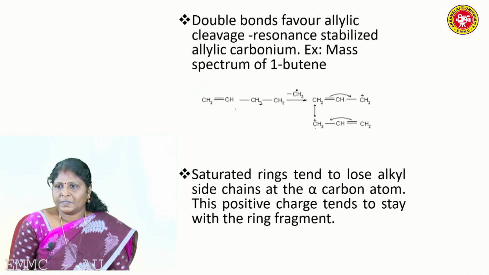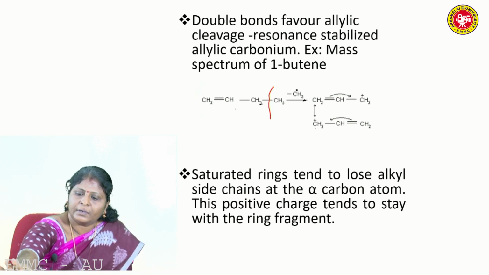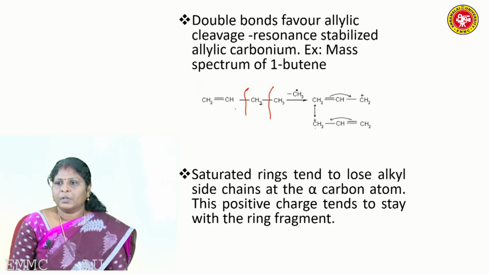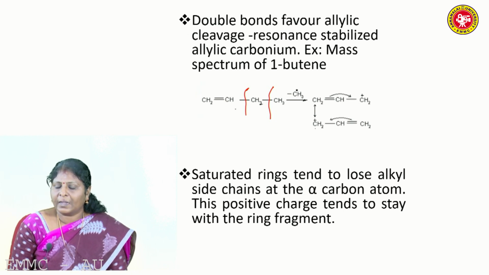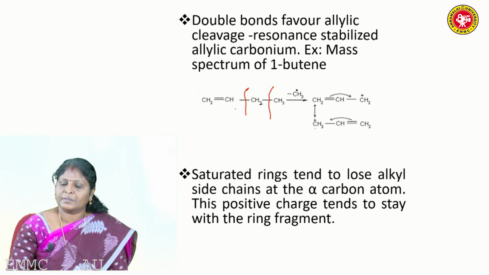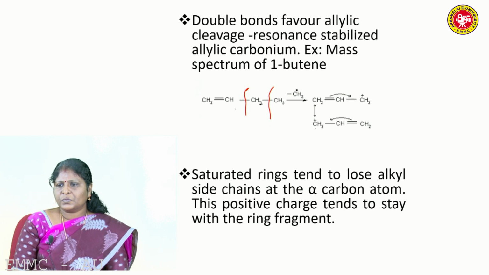In the case of doubly bonded systems, the double bond favors allylic cleavage. A resonance stabilized allylic carbonium ion can be produced. In the case of 1-butene, there are two sites for fragmentation, 1 and 2. But the molecule will prefer only the allylic cleavage, thereby producing an allyl cation along with a methyl radical. This is because the allylic cation can stabilize by means of resonance as shown in the figure. Saturated rings tend to lose alkyl side chains at the alpha carbon atom. The positive charge tends to stay with the ring fragment.